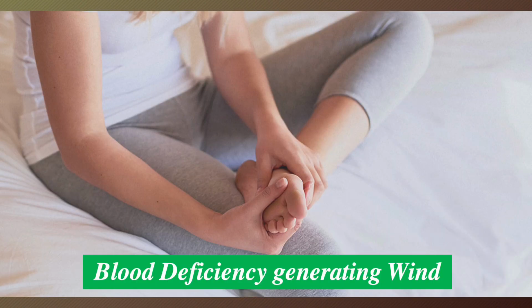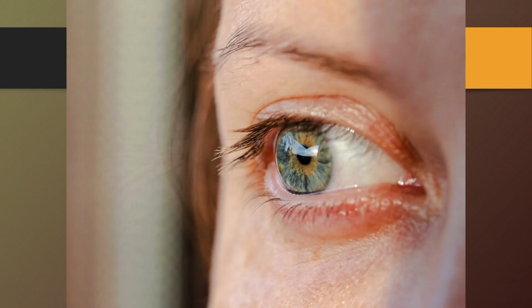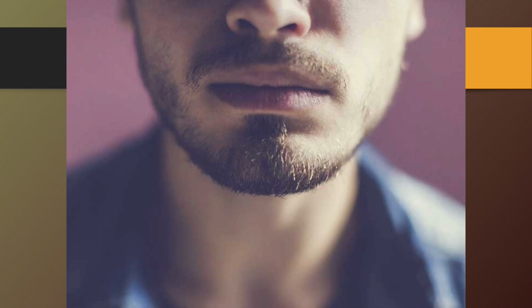Blood deficiency generating wind manifests as failure of blood to nourish the tendons and muscles. It is often caused by heavy bleeding or chronic conditions. Clinical manifestations: twitching of the hands, feet, and muscles, numbness with impaired movement of the limbs, vertigo, tinnitus, dry eyes with blurred vision, lusterless or sallow complexion, dry nails, a pale tongue, and a wiry thready pulse.